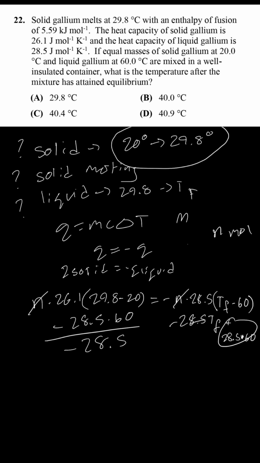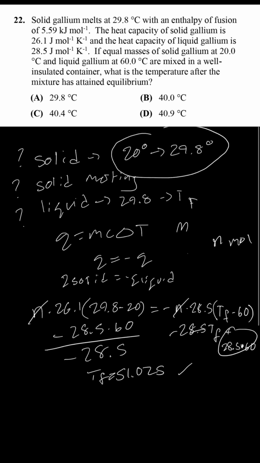If we get a nonsensical answer, it means that there wasn't enough heat to supply the liquid or the solid gallium to fully heat up. We get the final temperature to be 51.025. This is a valid answer because it's not any lower than 29.8 and it's not any higher than the initial temperature. Now we're going to move on to the next phase, which is the solid melting.